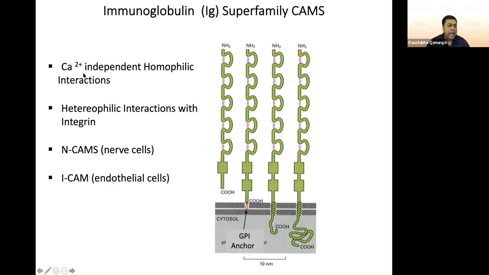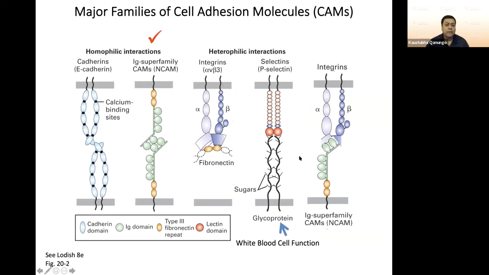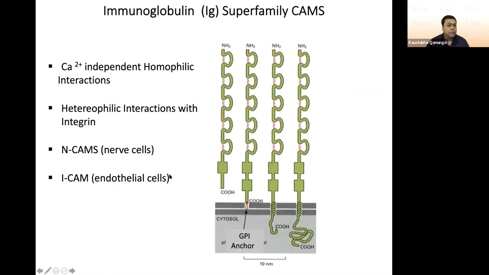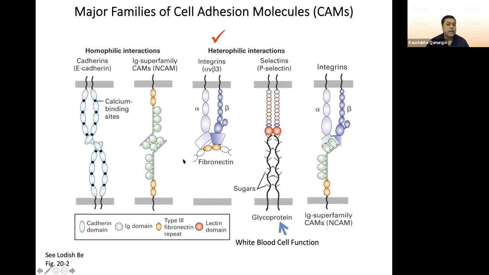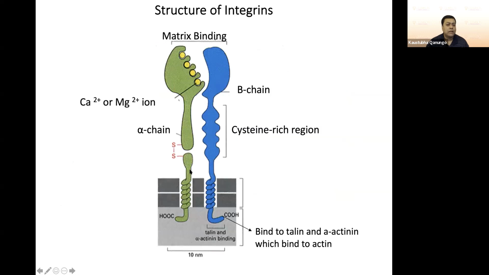EDTA will just capture the calcium, and it will not be available for any of these, many of which are dependent on calcium. So they will disrupt these CAMs, or cellular adhesion molecules, and that's how the cells will come off and you can passage them. So this is a kind of setup question that can be asked. And along with that, remember the protease question. We'll come to that in a second.